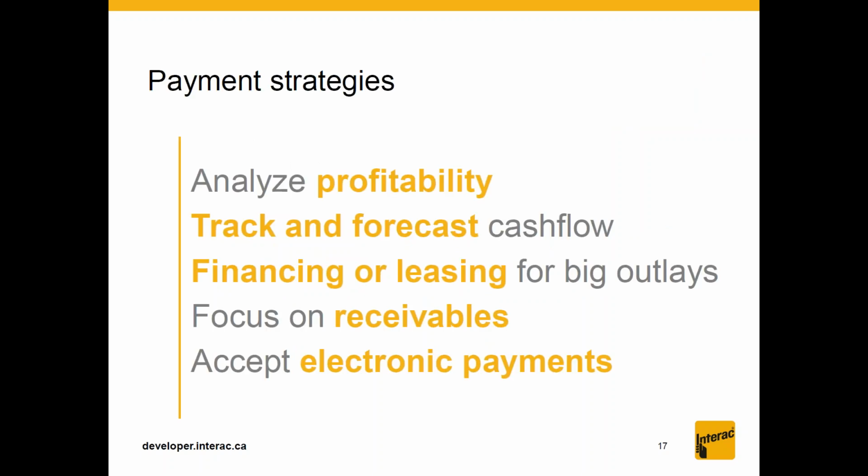Here are 5 of the key strategies that we recommend for a business. First of all, analyze profitability. Obviously, a business is successful if it's taking in more money than it's spending, and over the long term, that profitability is a fundamental, critical thing for a business. But secondly, tracking and forecasting cash flow is sometimes a little less obvious. But that is something, as I mentioned before, that is critical for keeping a business going. We recommend looking at financing or leasing for the big outlays. That keeps the cash flow healthy.